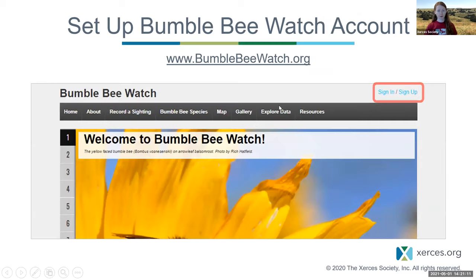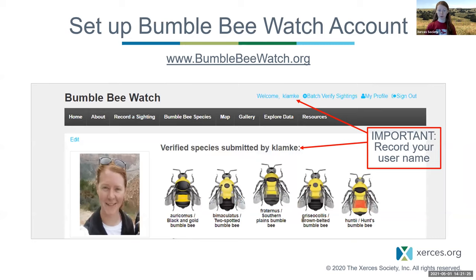So for setting up your Bumblebee Watch account, you just go to bumblebeewatch.org, and in the top corner, you click the sign-in/sign-up button. When you sign up for this account, it's going to create a profile, so you figure out the username that you want. As you log species and submit data, it keeps track of them for you. Here you can see that I've collected Bombus auricomus, bimaculatus, fraternus. So it's kind of fun to go back and check what species you've seen.